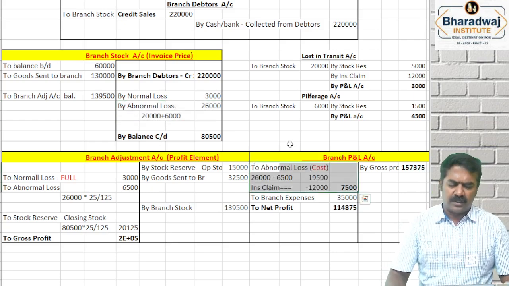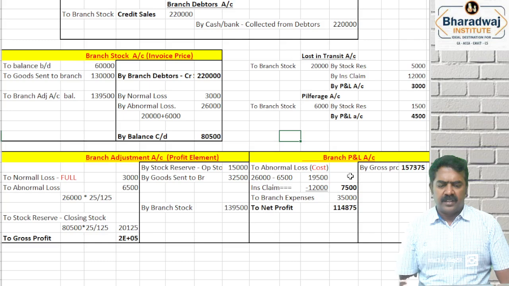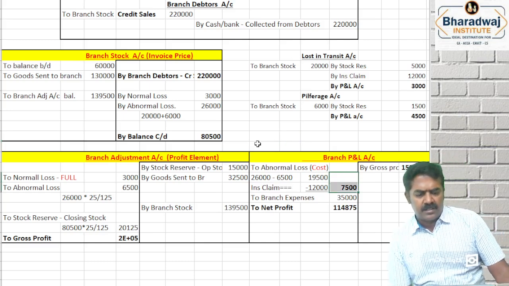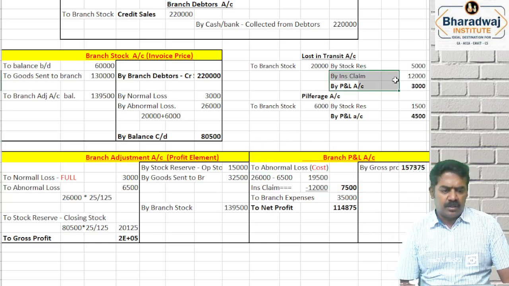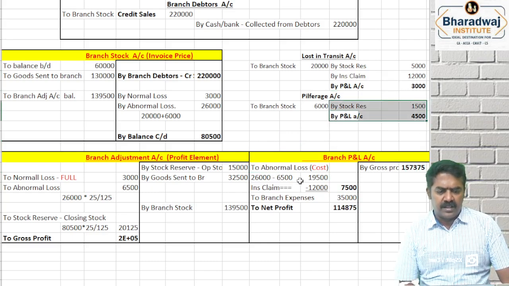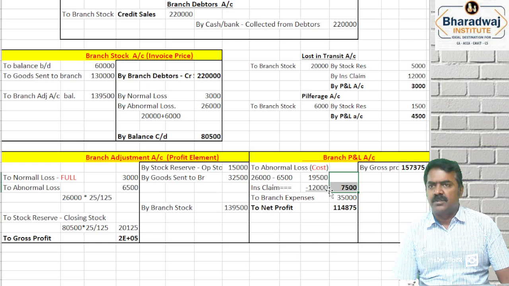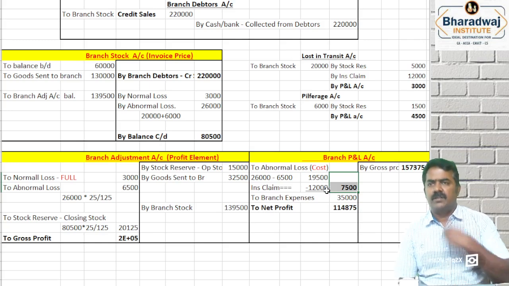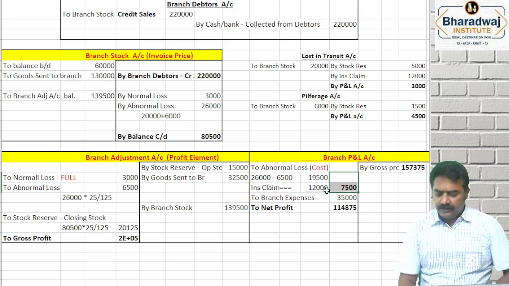Let's go with our method. It's correct. Anyhow, abnormal loss totally, this 3,000 and 4,500, is recorded in which account? Branch P&L account. 7,500 recorded.